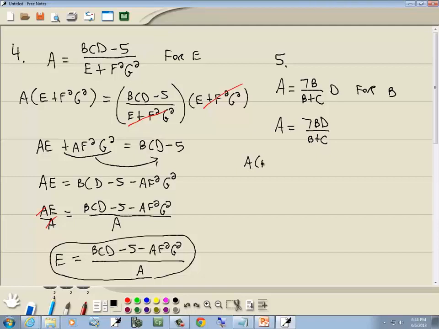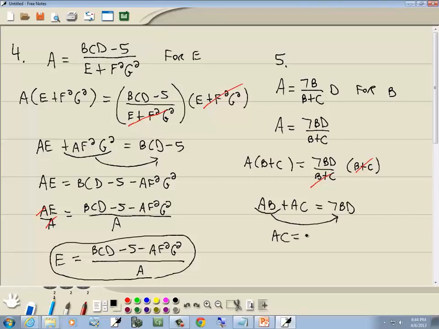So we'll multiply it times the a, and we'll multiply it times this fraction. The b plus c cancels with that. A times b is ab, a times c is ac, equals 7bd. Step 3. Get everything with the variable we're solving for on one side, everything else on the other side. We're solving for b as in Bill, so I'm going to take this ab and move it to the right side. So I get ac is equal to 7bd minus ab.